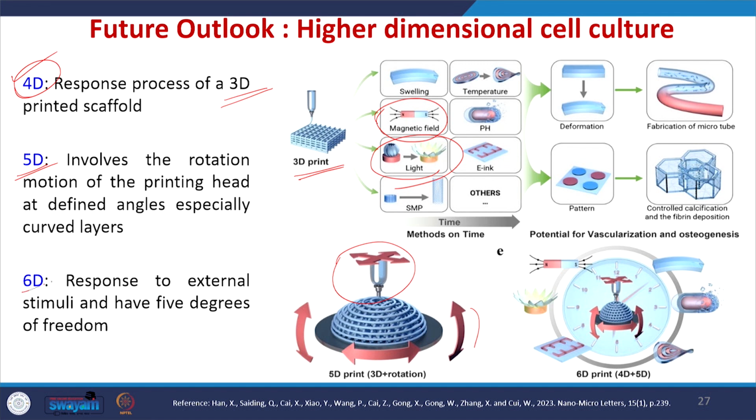The next one is the 6-dimensional scaffold. It is a combination of 4D plus 5D. So, it responds to external stimuli, and it also has 5 degrees of freedom. It can also rotate. So, these are the differences between the 4D, 5D and 6D scaffold.